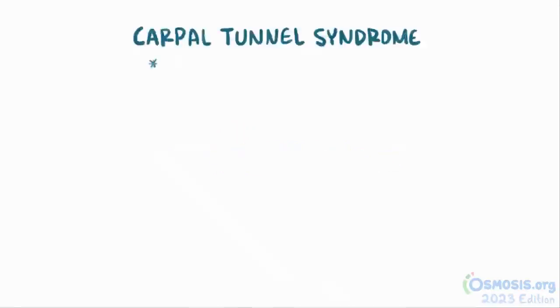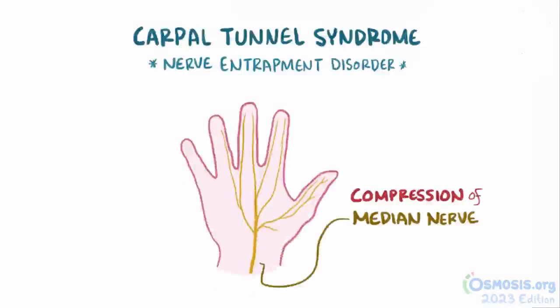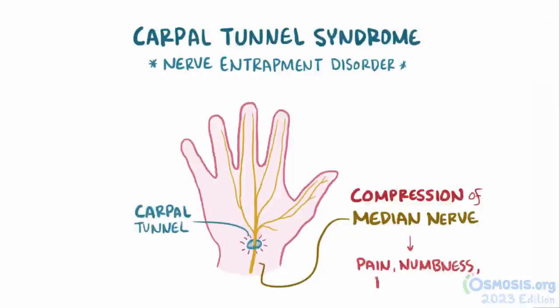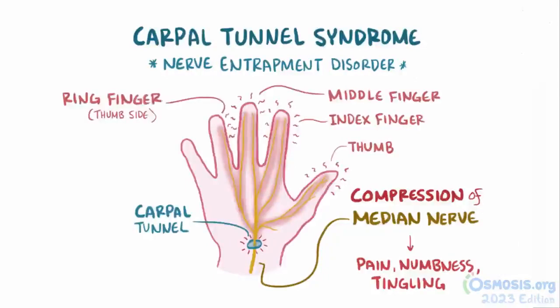Carpal tunnel syndrome is a nerve entrapment disorder that results in the compression of the median nerve, which winds its way through the wrist through a narrow passageway called the carpal tunnel. This compression typically causes pain, numbness, and tingling in the thumb, index finger, middle finger, and thumb side of the ring finger, which are the areas of skin innervated by the median nerve.